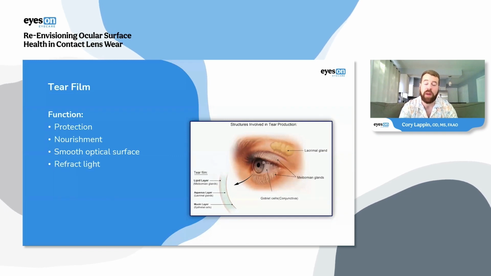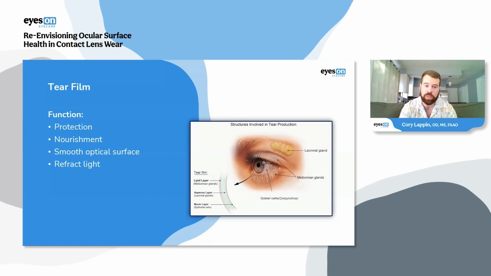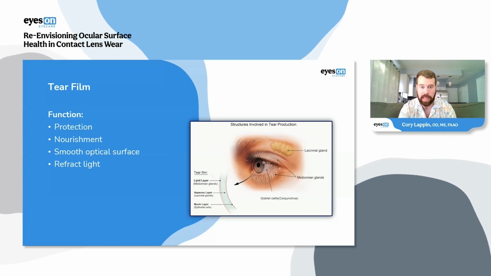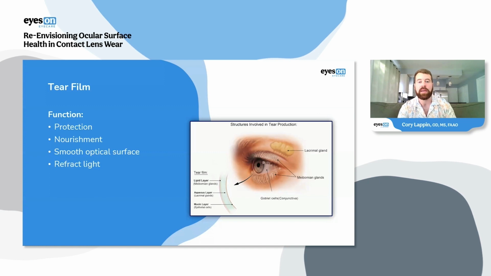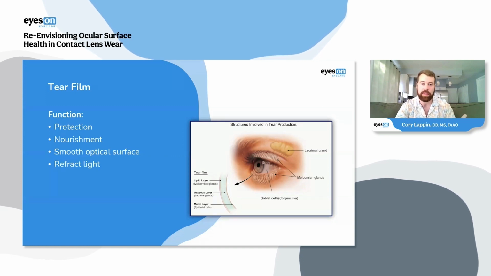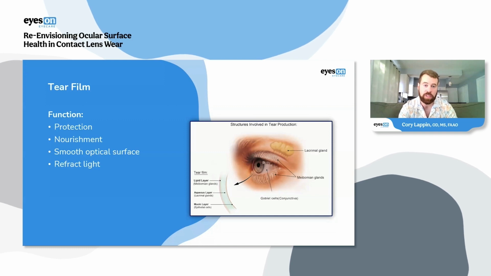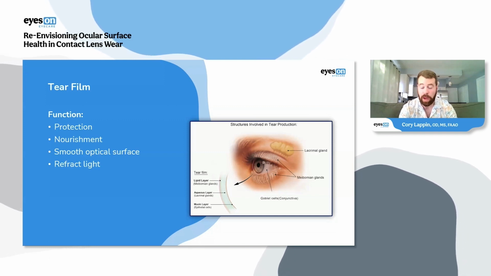The tear film is vital to ocular surface homeostasis as it provides protection, nourishment, a smooth optical surface, and helps refract light. And I really want to key in, in the context of contact lenses here, on the nourishment aspect, because we all know that the cornea is avascular by nature because it has to allow transparency for light to go through. Because of that, it has to get its main oxygen supply from the tear film. So if you disrupt this tear film, you can disrupt oxygen supply.